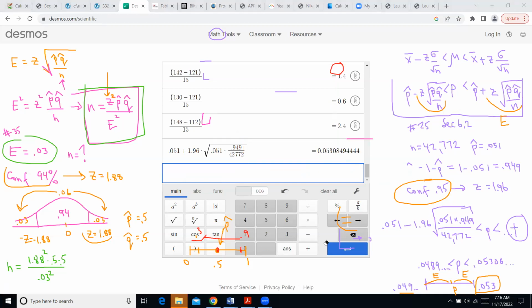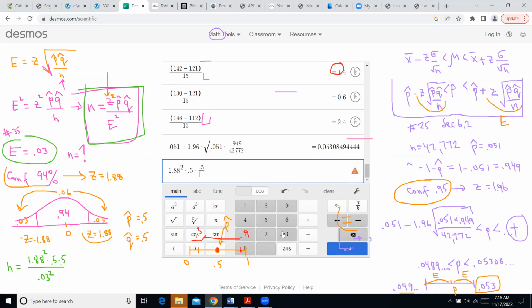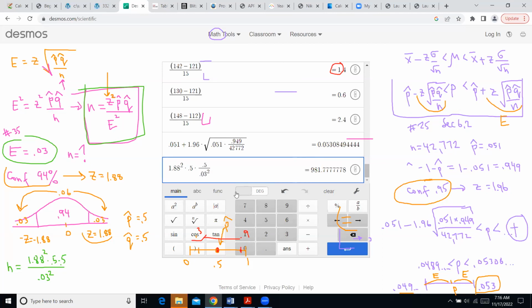So it looks like we need to use a calculator again, as usual. So please try to put this in your calculator. I hope you will be able to do it even faster than I, right? So I got this times 0.5, another times 0.5, and then divide this by 0.03 squared. So this is the number of sample elements you need. This is 981.77. So you go with sample size 982.